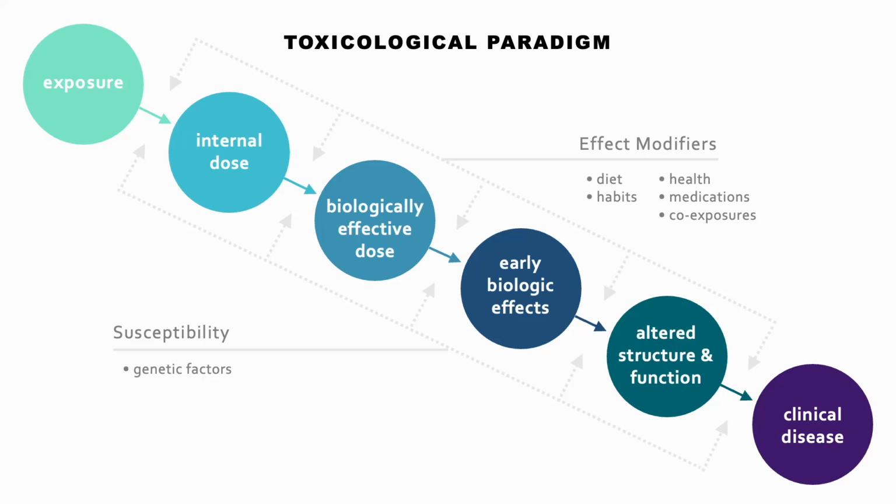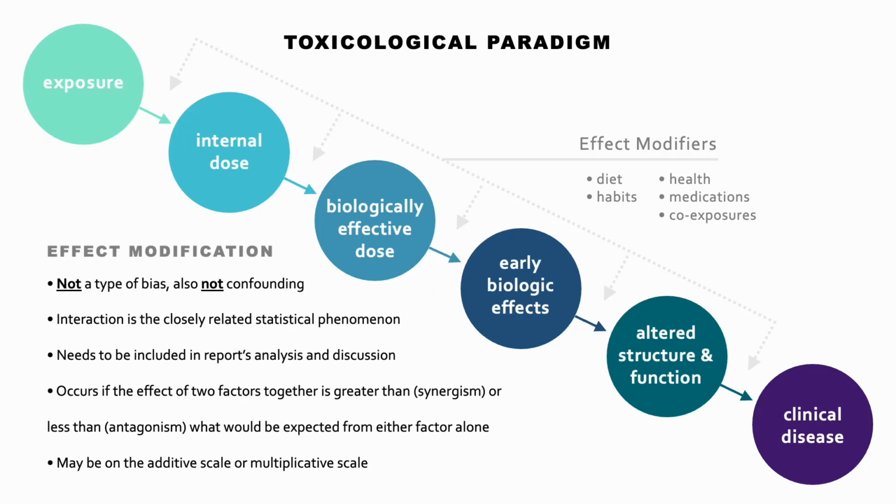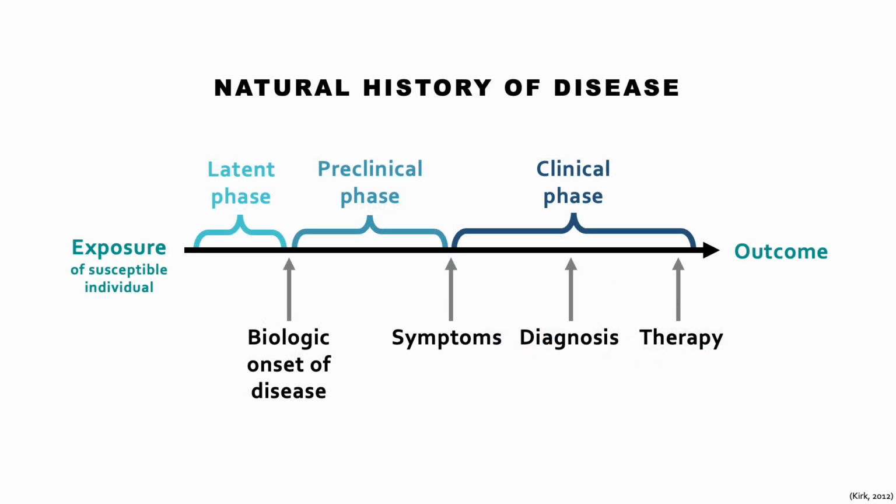Briefly, for those who haven't taken epidemiology yet, effect modification occurs when the association between an exposure and an outcome differs depending on the presence of another factor. The combined effect may be greater than expected, which is known as synergism, or less than expected, known as antagonism. Unlike confounding, effect modification represents a true biological or epidemiologic phenomenon and should be identified and reported rather than controlled for. In environmental health, many of the diseases under study have a long latent phase.